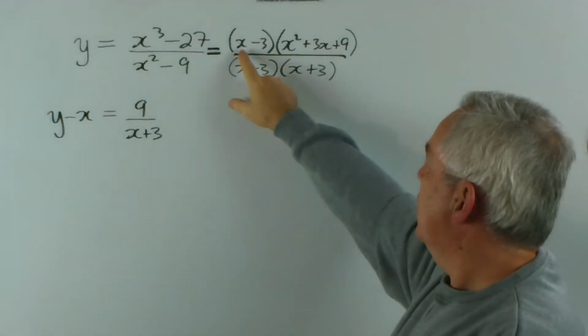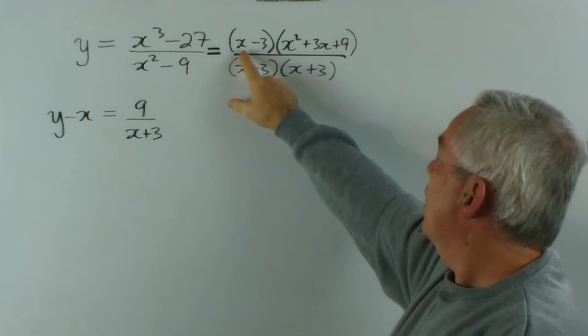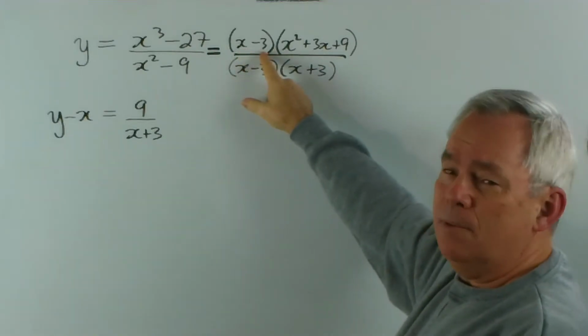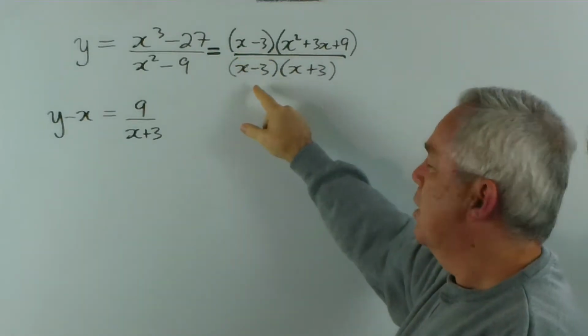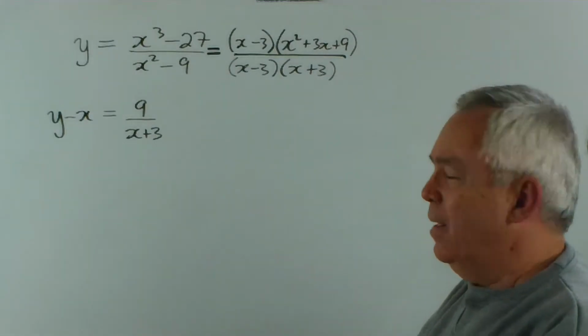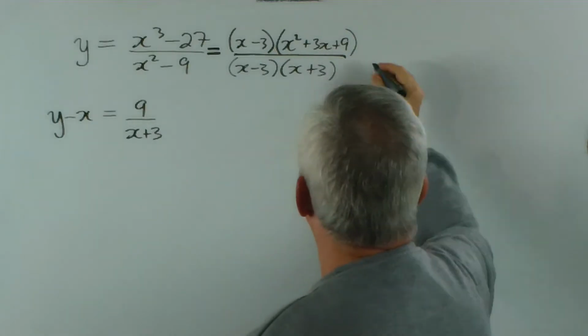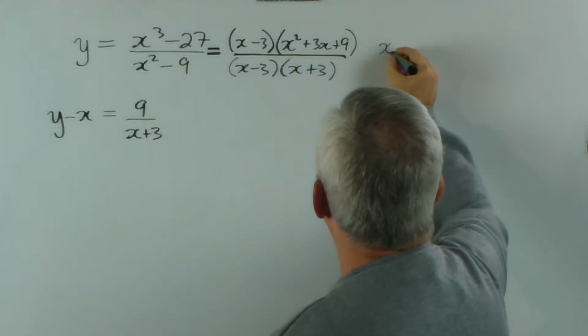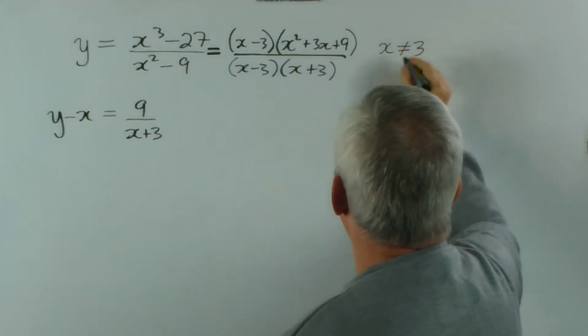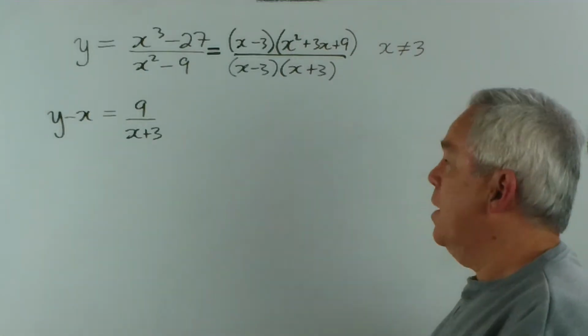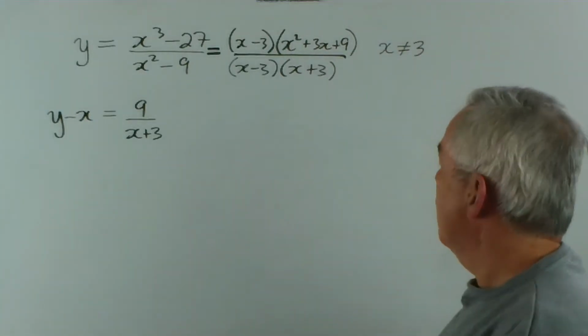Well, I hope you can see that when x equals 3, we're going to have 3 minus 3, which is 0 on the top, and 3 minus 3, which is 0 on the bottom. And 0 over 0 makes no sense whatsoever. So we make the little observation that x cannot equal 3. Just can't. Makes no sense whatsoever.